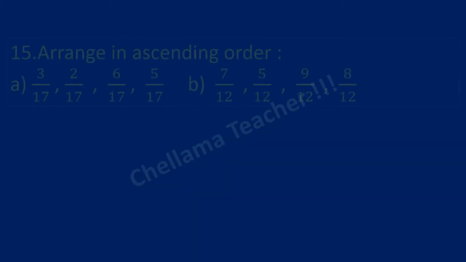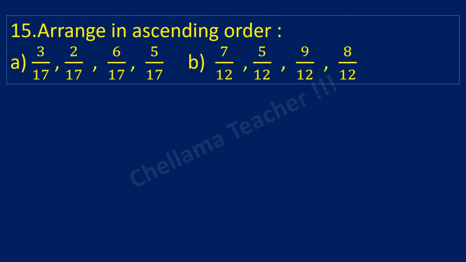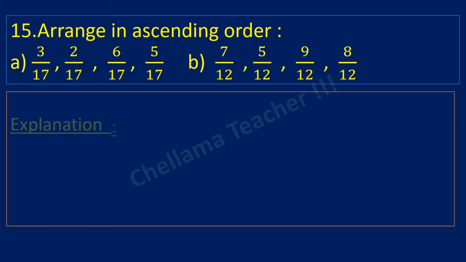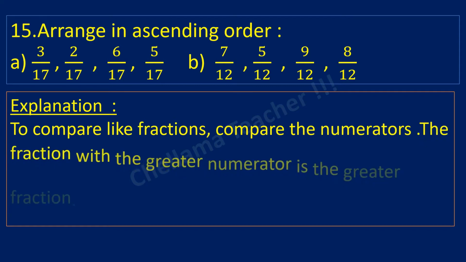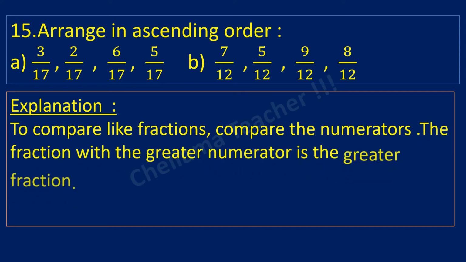Question 15. Arrange in ascending order. Part A, 3 by 17, 2 by 17, 6 by 17 and 5 by 17. Part B, 7 by 12, 5 by 12, 9 by 12 and 8 by 12. Here, to compare like fractions, compare the numerators. The fraction with the greater numerator is the greater fraction. So, let's take part A. Here, all the denominators are 17, the same. So, for like fractions, we have to check the numerators.